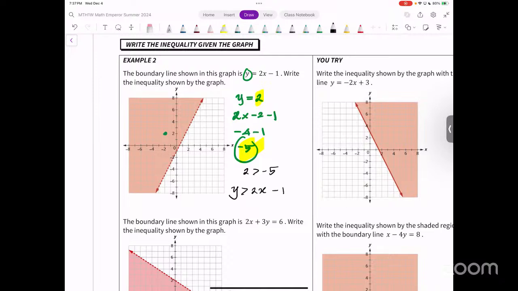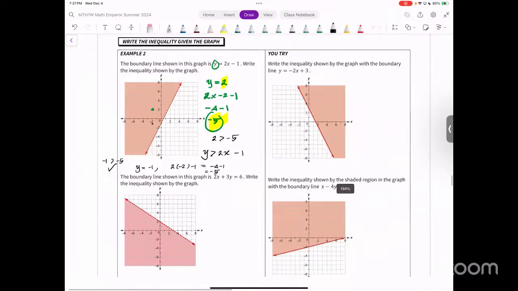What would I do? I will verify by choosing another point. Let me choose -2 comma -1. So y is -1. What is my x? 2 times -2 minus 1, -4 minus 1, -5. Is -1 greater than -5? Yes.